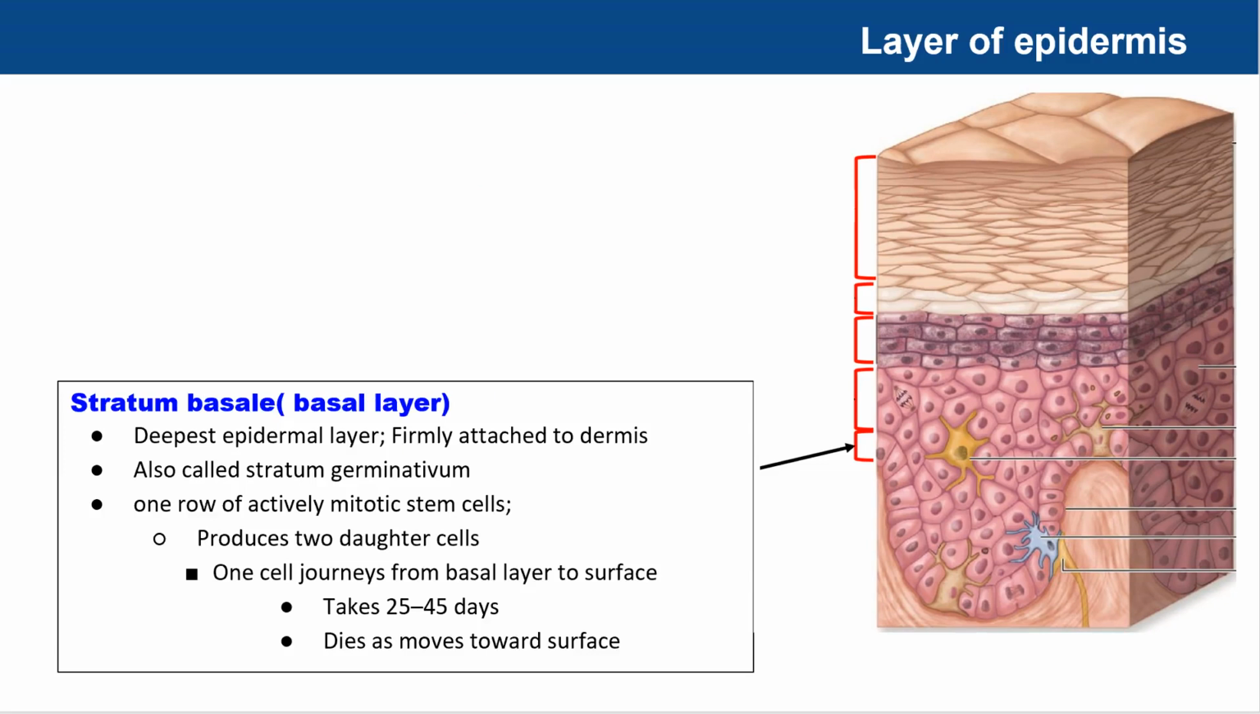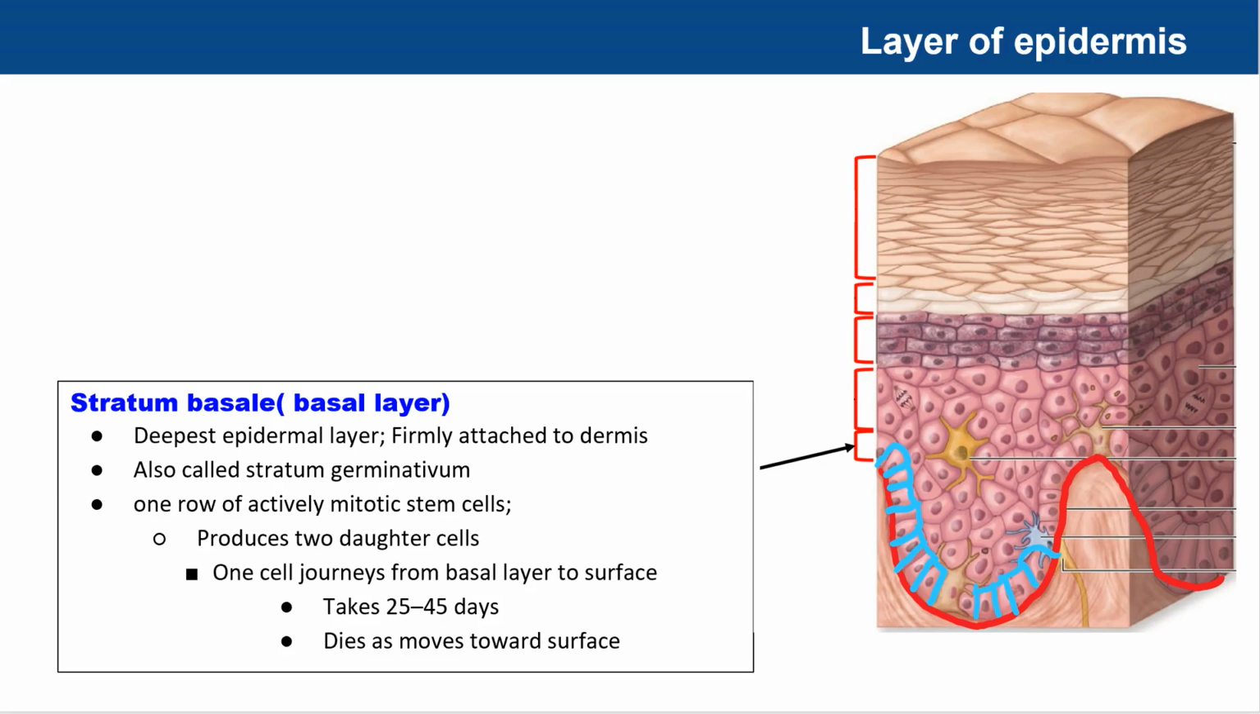The next layer is the stratum basale, the basal layer. This layer is the deepest epidermal layer, which we have on top of the basement membrane. So this is the basement membrane, and here in the stratum basale there is only one layer of cuboidal cells on top of the basement membrane. Actually, they are kind of stem cells, which means they can divide unlimitedly and they can differentiate into other cells.